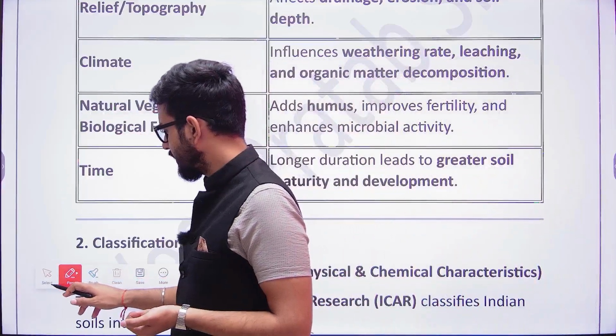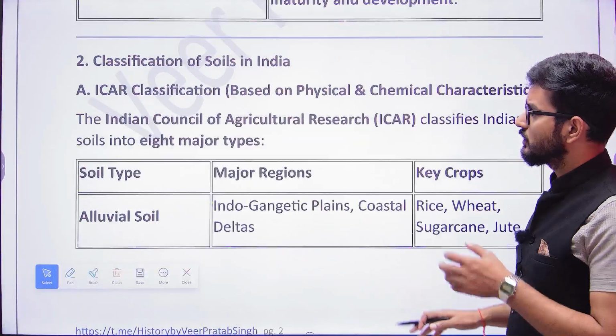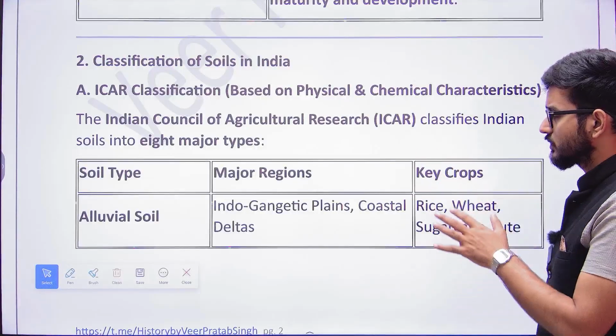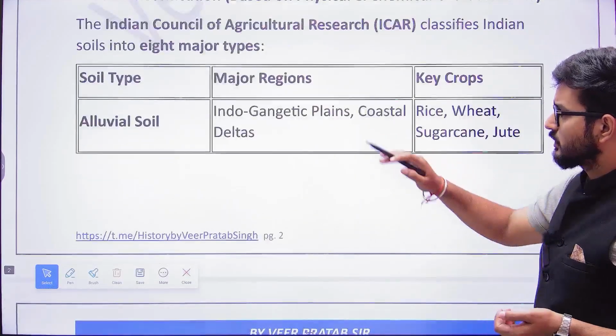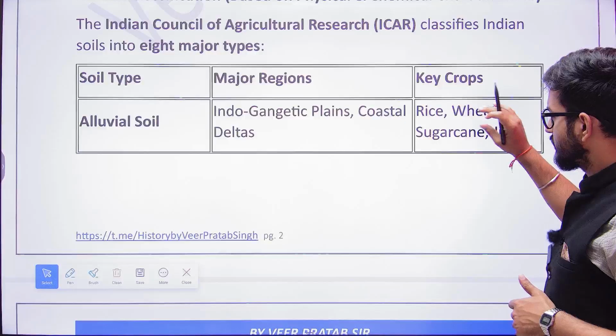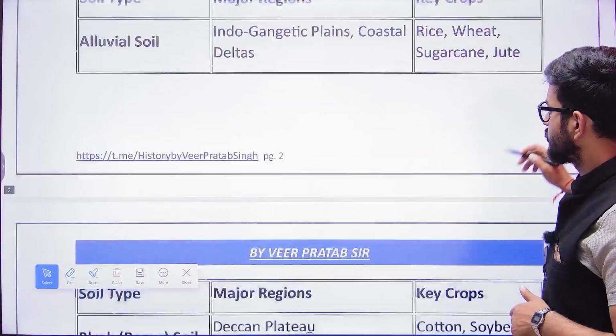Now when we talk about the classification of the soils in India, there is the Indian Council for Agricultural Research. They tell us that in India there are 8 types of soil. The first one is the alluvial soil. They are found in the Indo-Gangetic plains and the coastal deltas. And which are the crops that are grown here? It is rice, wheat, sugarcane, and jute.